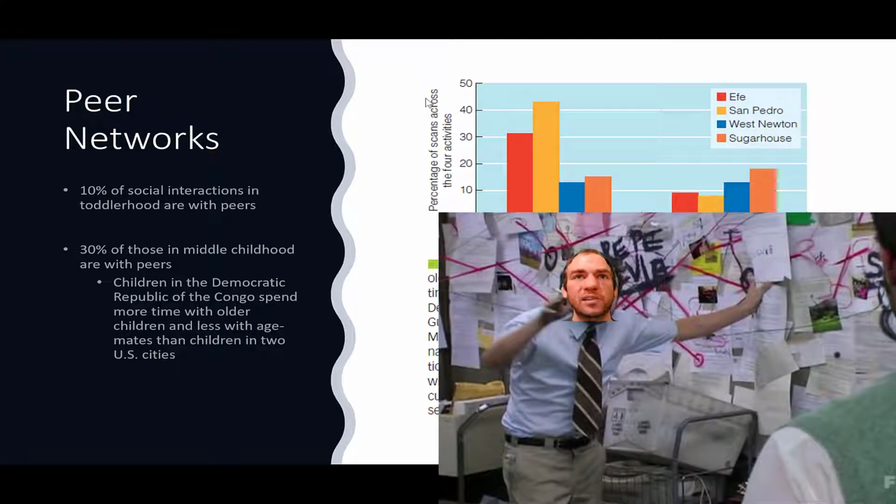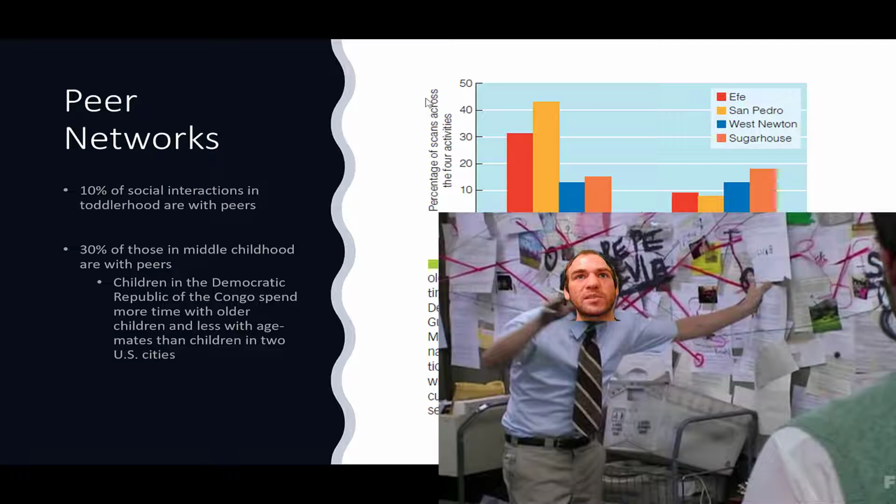You spend less time talking to your parents, you go to school, thus you're talking more with peers, your teachers, and other children in general. Thus you see larger increases in social interaction with peers as children age. However, there are cultural differences in the age of peers that children interact with, with children in the Democratic Republic of the Congo, for example, spending more time with older children than American children.